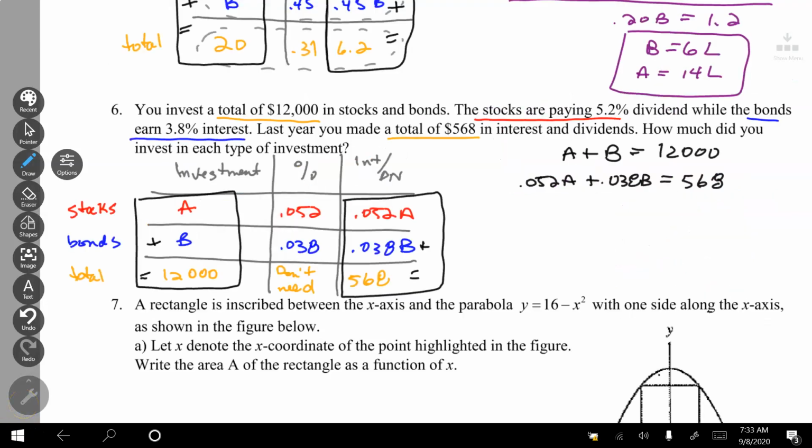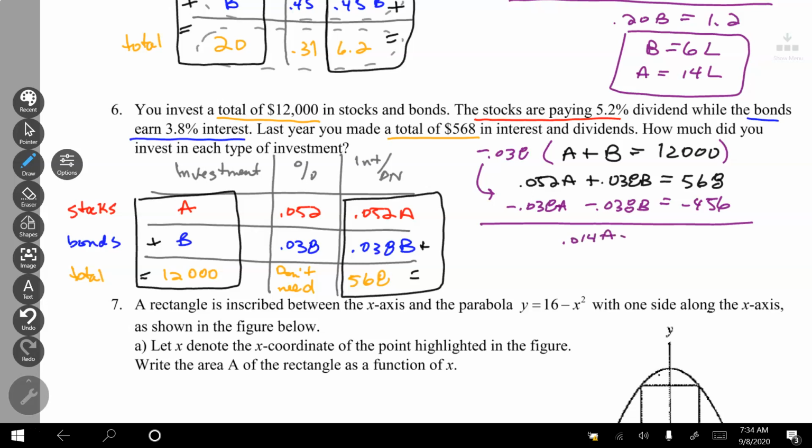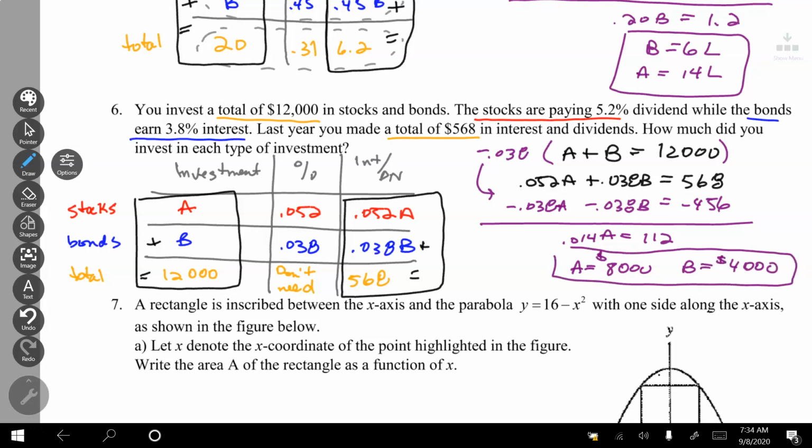So again, I use my little chart here to figure out my two equations, which are always the first column and third column. I wrote them out. I like using my elimination method. I'm going to use negative 0.038 as a multiplier, negative 0.038a minus 0.038b equals negative 456. And I get 0.014a equals 112. So A equals $8,000, and therefore B must be $4,000 because I had a total of $12,000 to begin with.